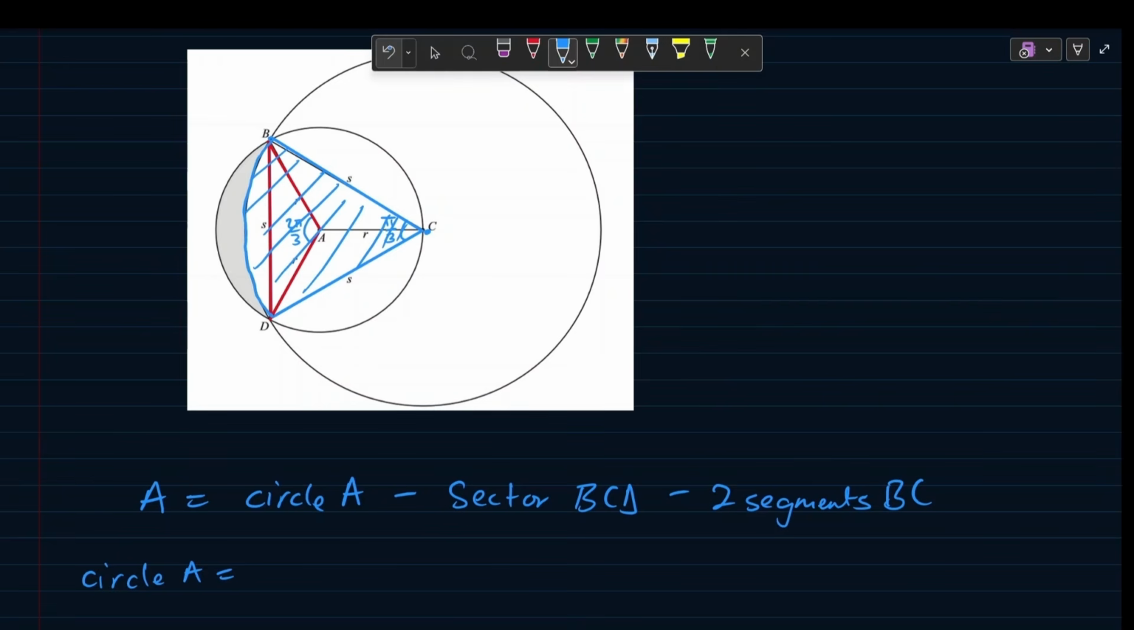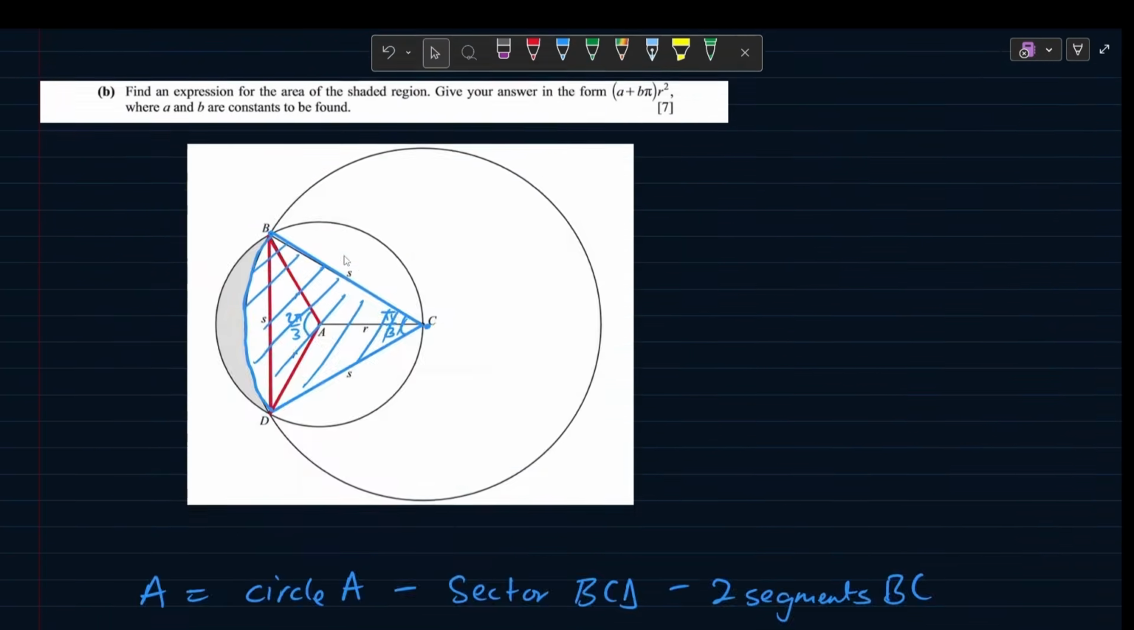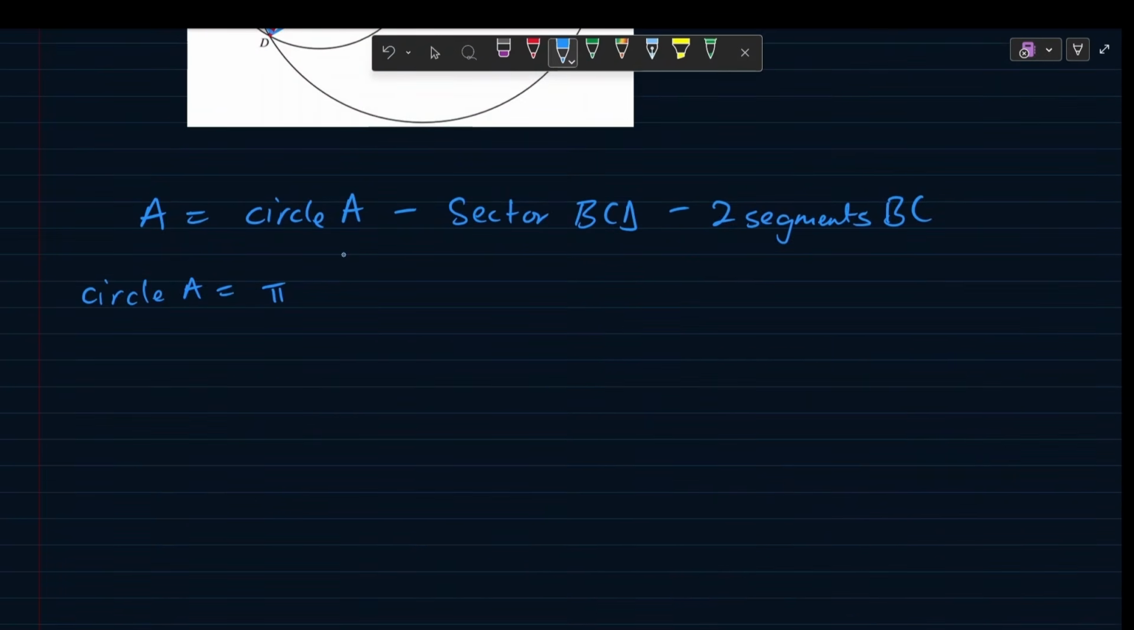So circle A, area of a circle is pi r squared. So that's pi times the radius of the small circle is r. We can see it from this diagram here, which is clearer. Our radius there is r. So it's just literally pi r squared.